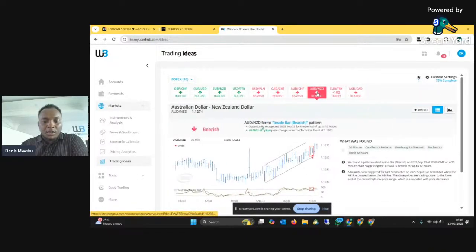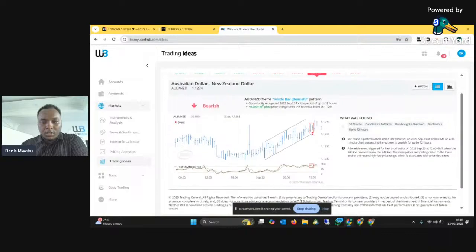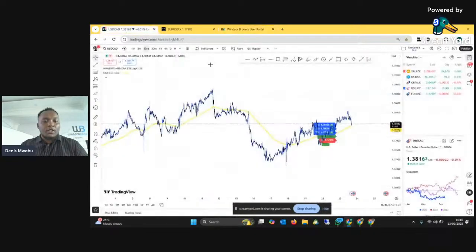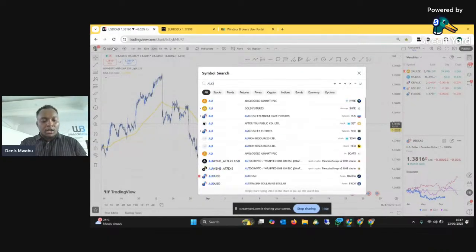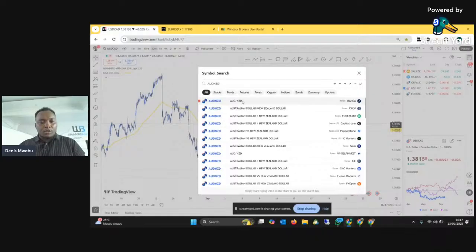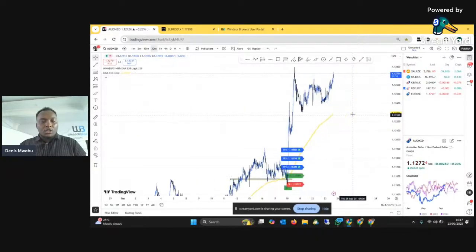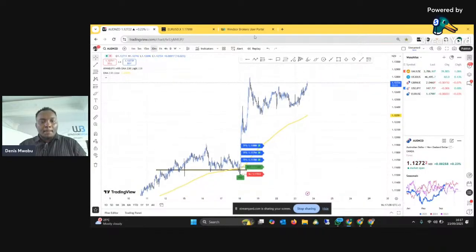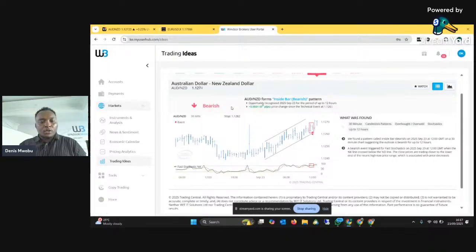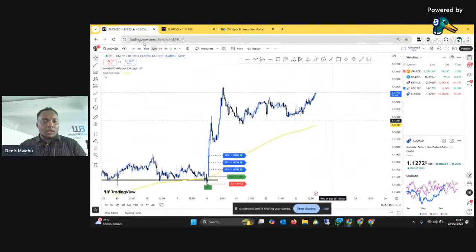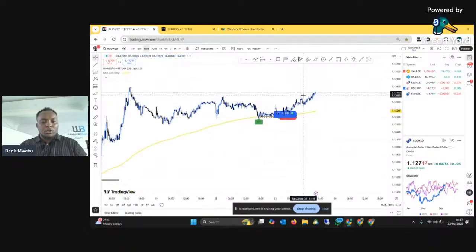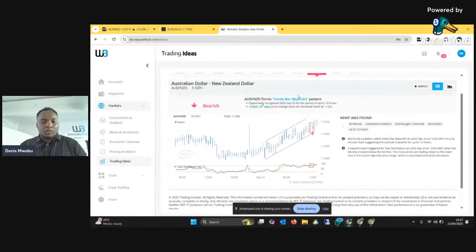For example, here we have AUD NZD. On the 30 minutes time frame, remember, we are only looking at one setup, which is a higher probability setup. Here it's telling us that we sell, but my BMM is not on the sell, even on the 15 minutes. It's not on a sell, so I just forget about it.